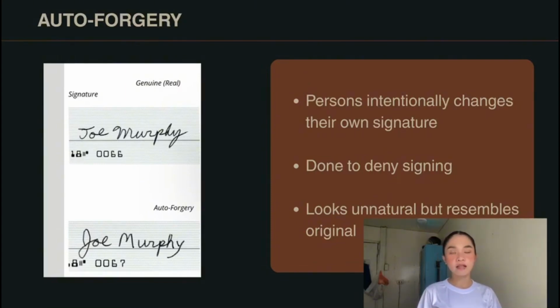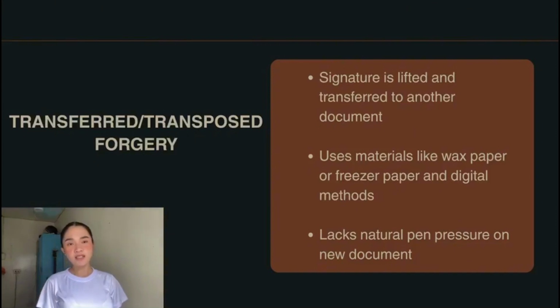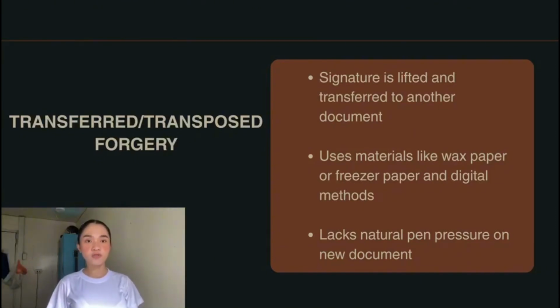So pareaning naa sa example, ang iyang J is pag-abot ang real signature niya is ang J is ingon ani, tapos pag-abot sa iyang promissory note which is naka-auto forgery kay iyan ang gihimo og cursive. So ingon ana ang auto forgery. So next is ang transferred or transposed forgery. So a real signature is taken from one document and transferred to another. So it may look real but lacks natural pen pressure. So it uses materials like wax paper or freezer paper and digital methods.